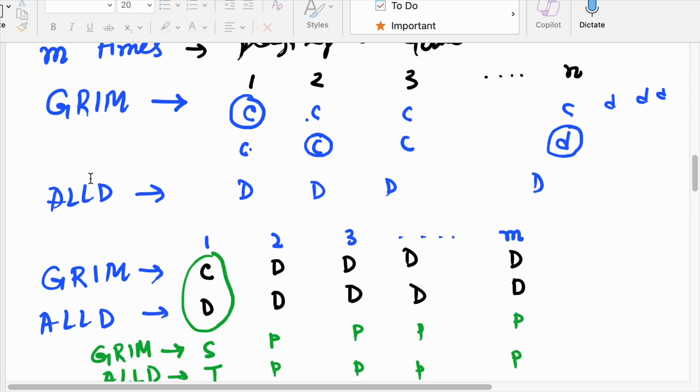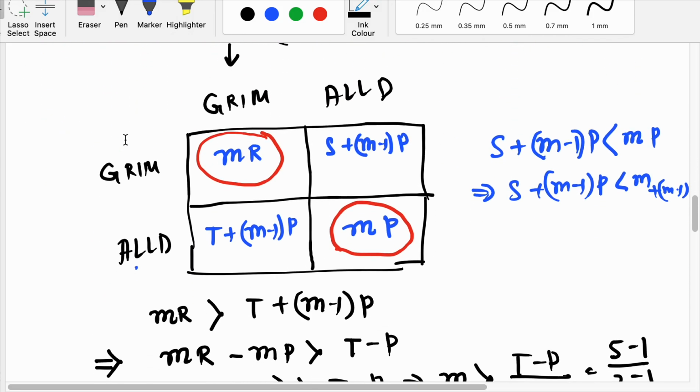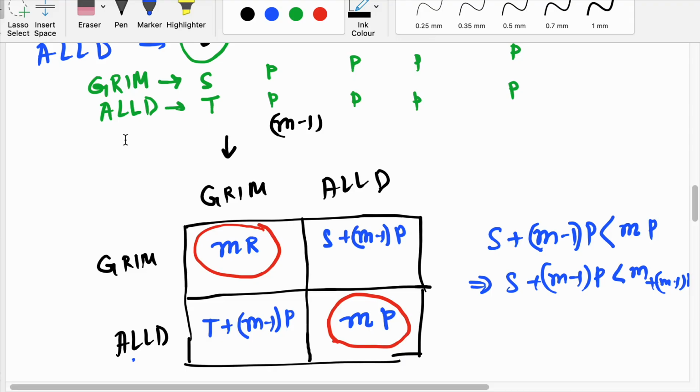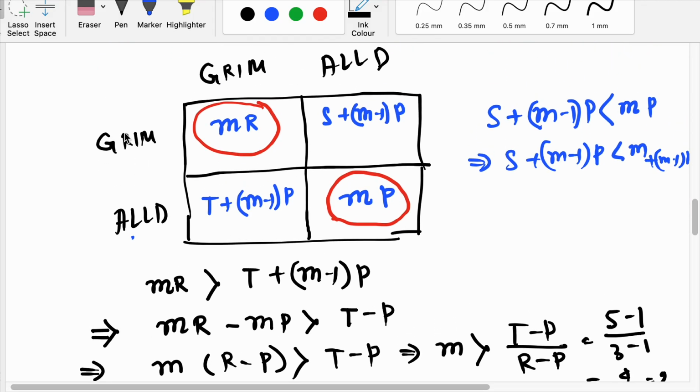There is another strategy, the Alld strategy. That means no matter what your opponent does, you defect. We have to see whether the Grim strategy can be invaded: if in the population all individuals play Grim, can any small amount of Alld mutants invade the population of Grim or not? That is our goal. We have seen that if they play the game m times, and m is large enough, then Grim could be an evolutionary stable strategy.